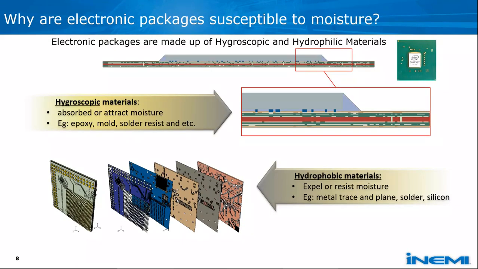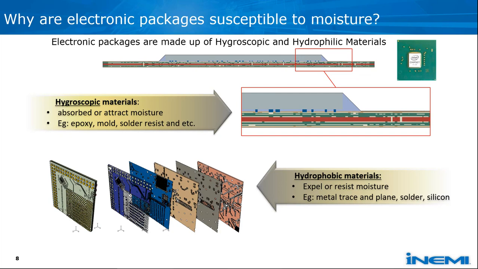So you may wonder, why are our electronic packages so susceptible to moisture? Well, it's simply because today's packaging materials are made up primarily of polymeric materials like mold, epoxy, solder resist, dielectric, die attach films, and core. And while these polymeric materials may have certain desirable advantages to manufacturing, like the ease of processing, cost, and good adhesion, etc.